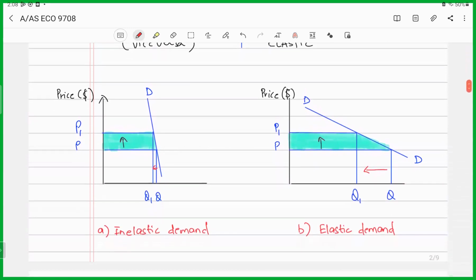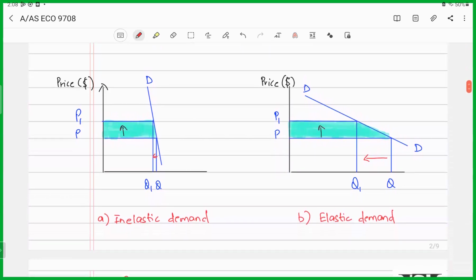Now, look at the diagrams. Part A shows you an inelastic demand situation. The B part of the diagram shows you an elastic demand situation. So you can see in the first figure, the demand curve is steep. It is showing an inelastic demand. In part B, the demand curve is relatively flatter, which is depicting the scenario of elastic demand. Now, what is happening? In both the situations, the market price has risen from P to P1.